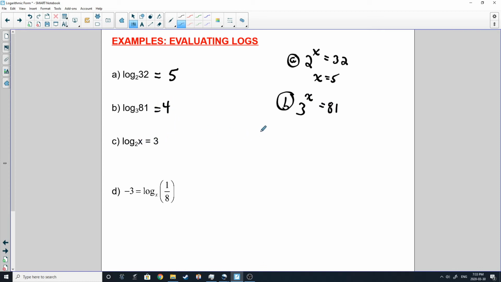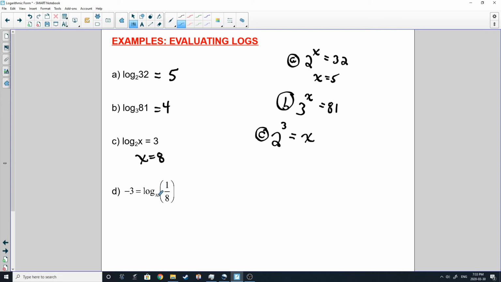For this one, the log base raised to the power of the answer has to equal the argument, which is x. Well, that's easy. 2 to the 3 is 8. So in this case, because there is an x, you can actually write x equals 8 underneath this one.